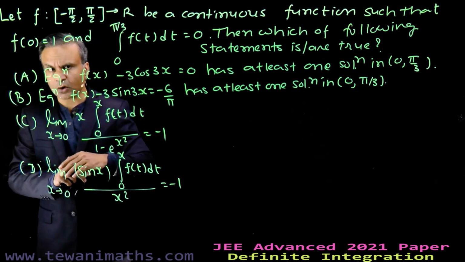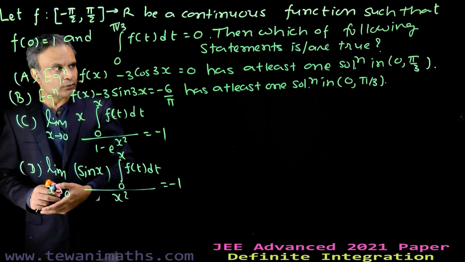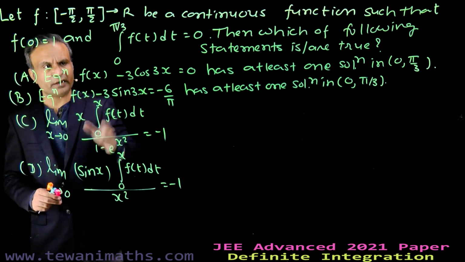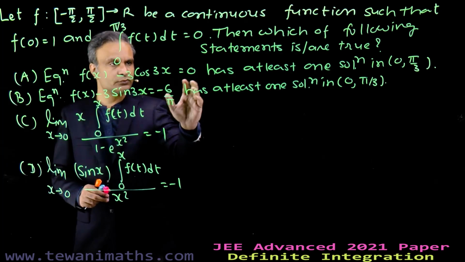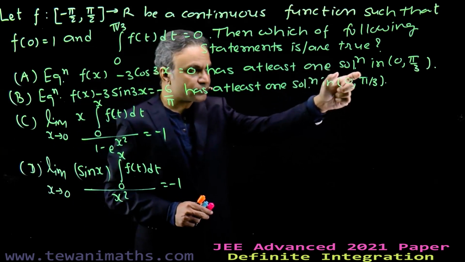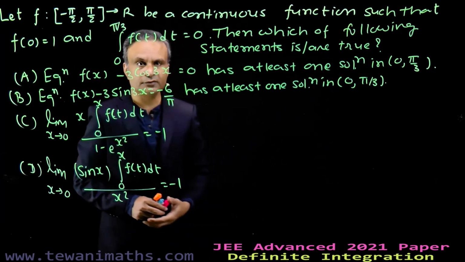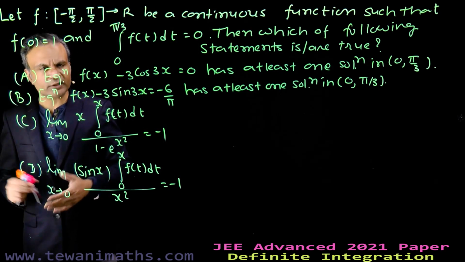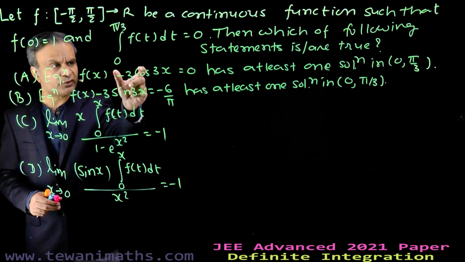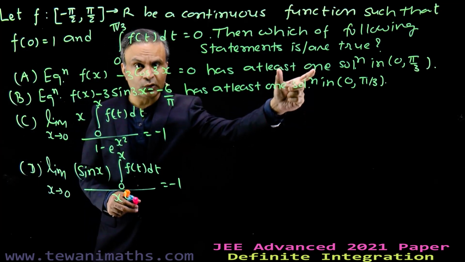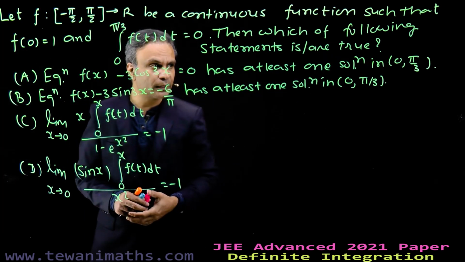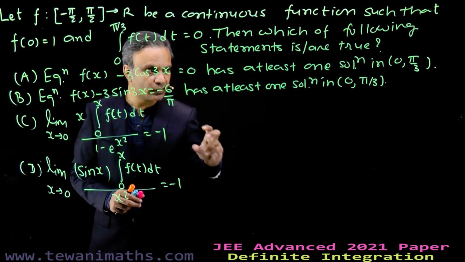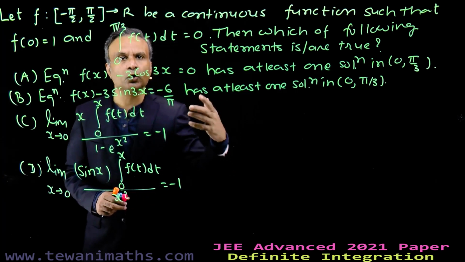So we have to check all the options. First option, option A: equation f(x) minus 3 cos 3x is equal to 0 has at least one solution in open interval 0 to pi by 3. Now, what do you find in this statement? What are the keywords? This equation has at least one solution in this interval. That means here we can think of using Rolle's theorem.